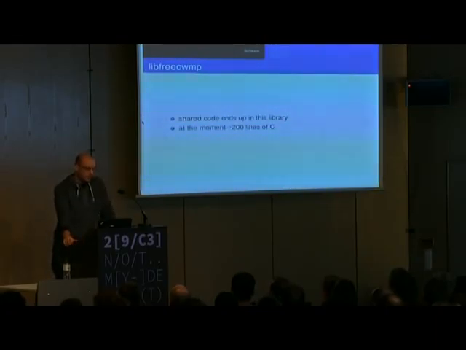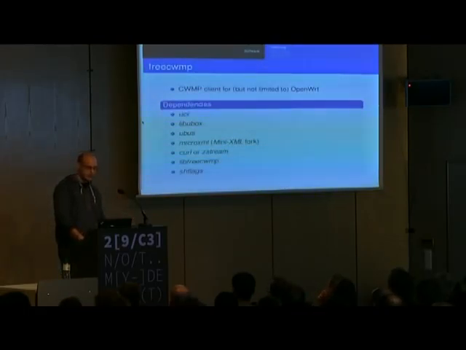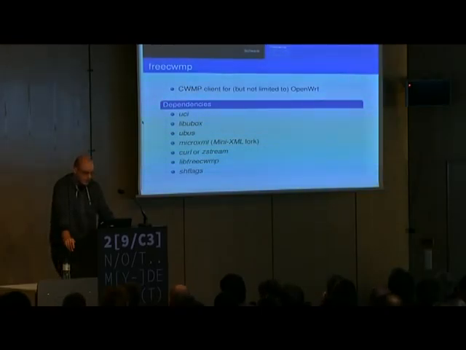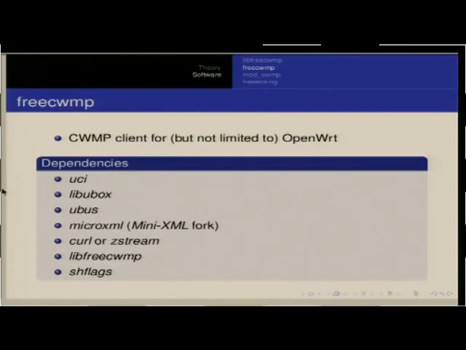Okay, so libfreecwmp is a library where we put all of the shared code. At the moment it's pretty small, but it will grow. It's around 200 lines of C. So freecwmp is a CWMP client for OpenWRT, but you can use it on other devices if you want. It uses mostly the libraries from OpenWRT.